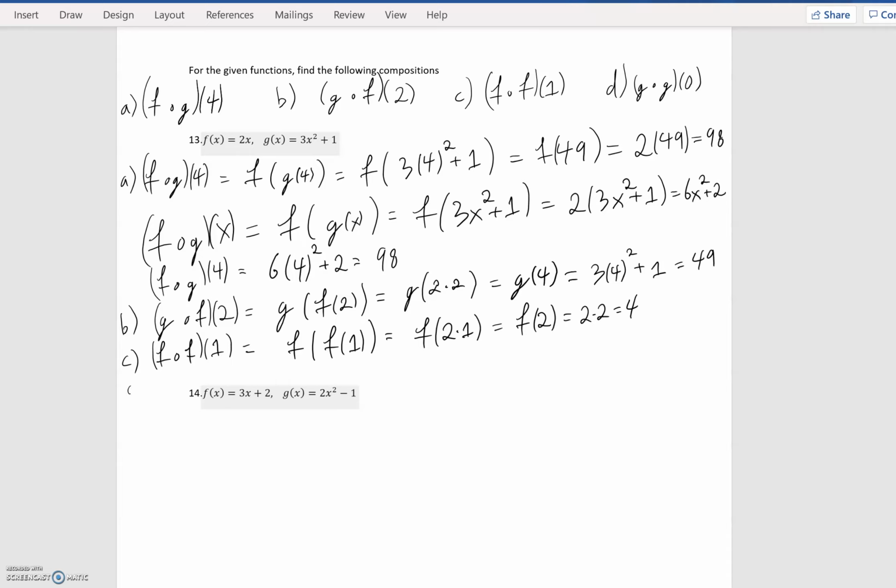The very last one, I can fit this here. This is g composed with g of 0. Let me move this over here. This equals g evaluated at g of 0. g of 0 is going to simplify to 1. g of 1 is going to be 3 times 1, which is 3, plus 1, which is 4.